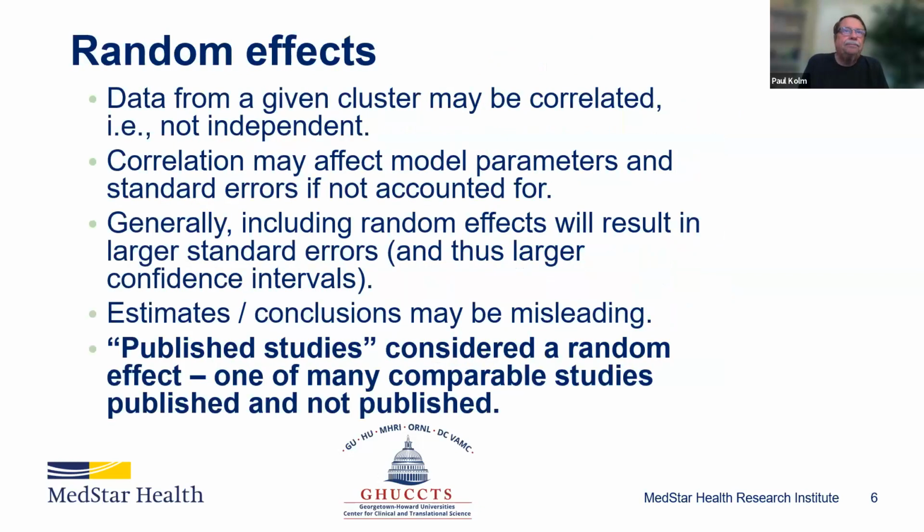And I want to talk about why this is important in meta-analysis. The reason is that if you have data from a given cluster or several clusters, the data might be correlated. And this can affect the computation, particularly of the standard errors, and generally random effects results in larger standard errors, and what that will mean is you have larger confidence intervals.